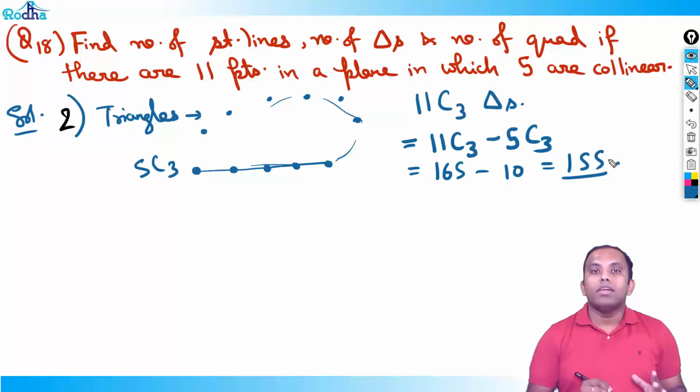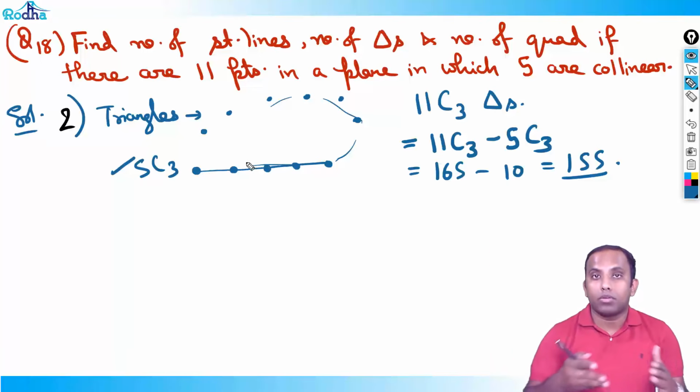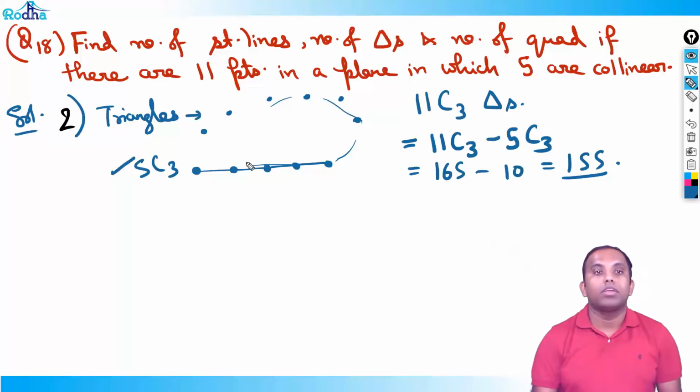So 11C3 triangles, and 11C3 includes this 5C3 as well. But this 5C3 doesn't give you any triangle because 5 points are collinear. Joining any 3 points in a straight line can never give you any triangle, right? This is the second one. Now let's move to the third one.